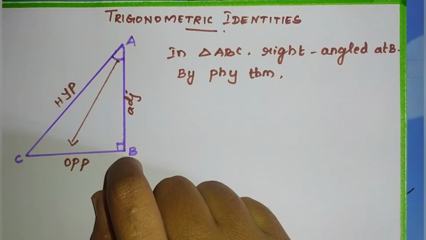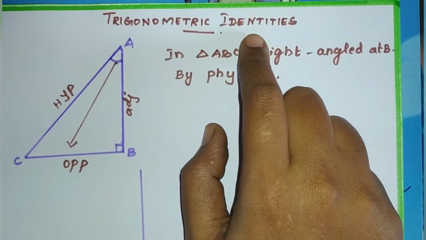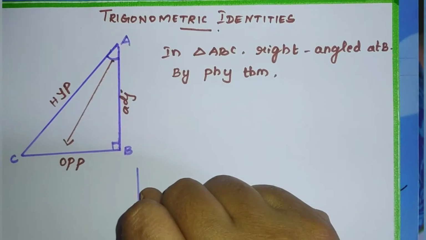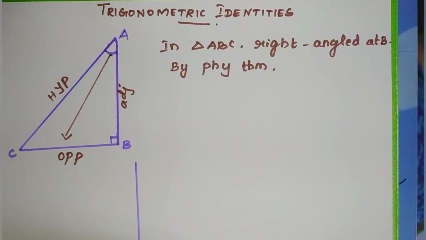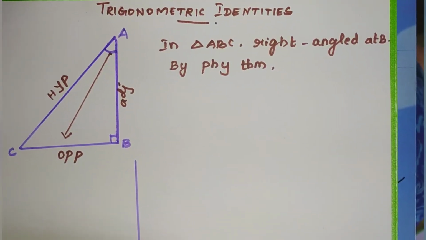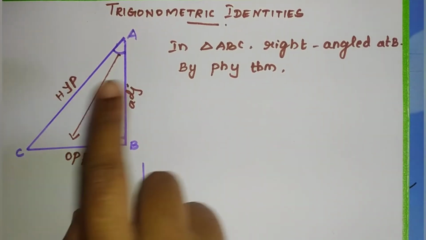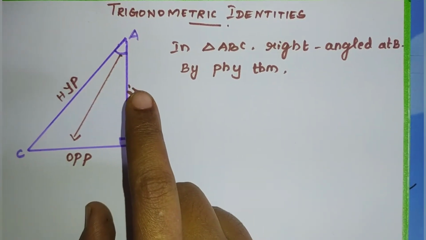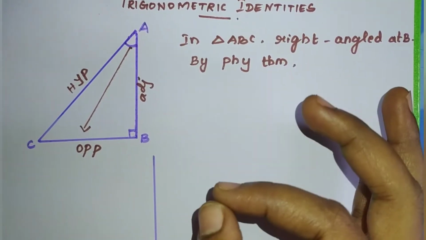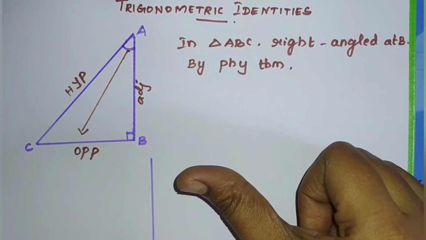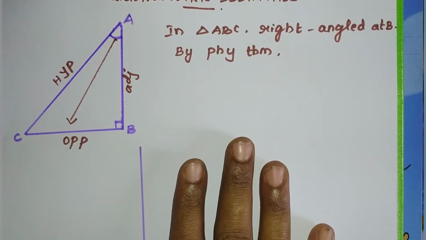As I said before, an equation is called an identity when it is true for all values of the variables involved. Similarly, an equation involving trigonometric ratios of an angle is called a trigonometric identity if it is true for all values of the angles involved. What are the angles? We have seen 0 degree, 30 degree, 45 degree, 60 degree and 90 degree. Now we are going to prove one trigonometric identity.